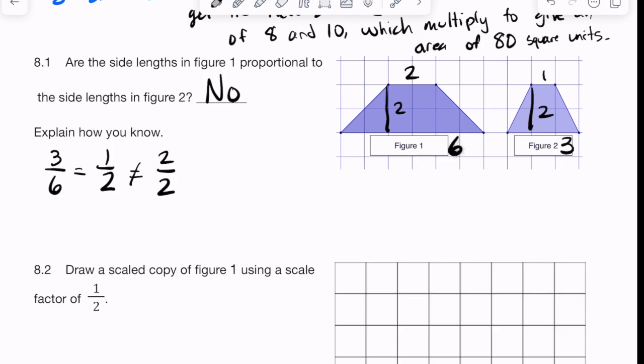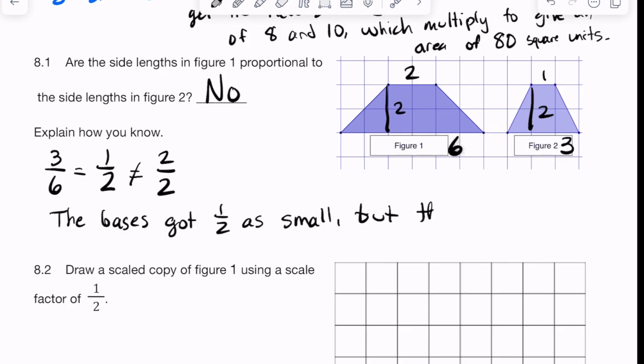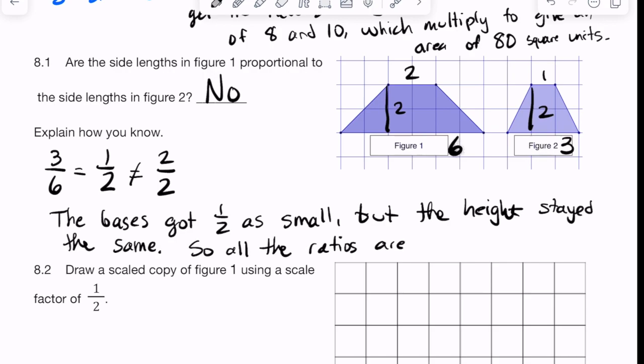So explain how you know. The bases got half as small, but the height stayed the same. So all the ratios are not equivalent. Okay, and finally, now we want to draw a scaled copy of figure 1 using a scale factor of 1/2. So figure 1 we have here has a base of 6 units, a top base here of 2 units, and then a height of 2.